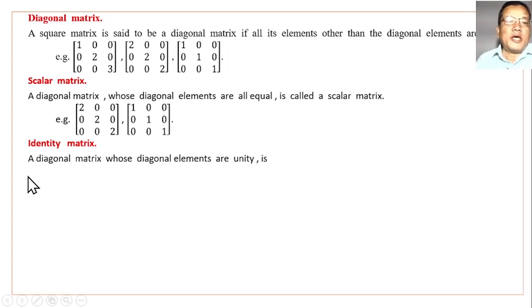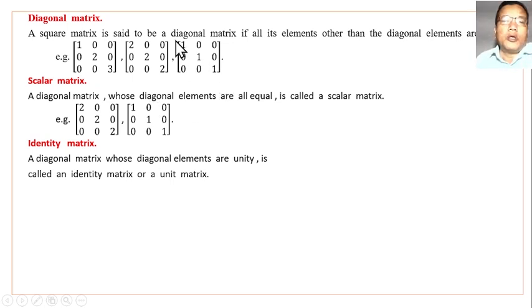Identity matrix. A diagonal matrix whose diagonal elements are unity is called an identity matrix or unit matrix. It is a scalar matrix where the diagonal element is 1, a special case called the identity matrix or unit matrix.